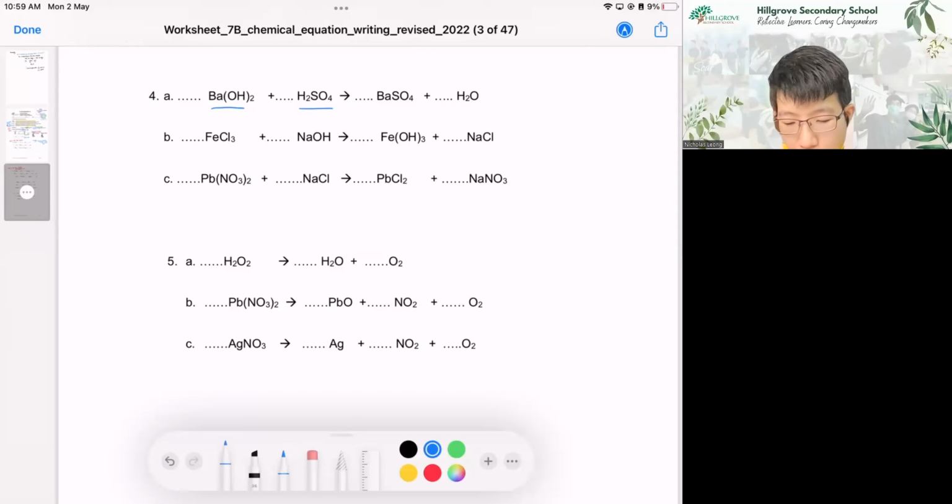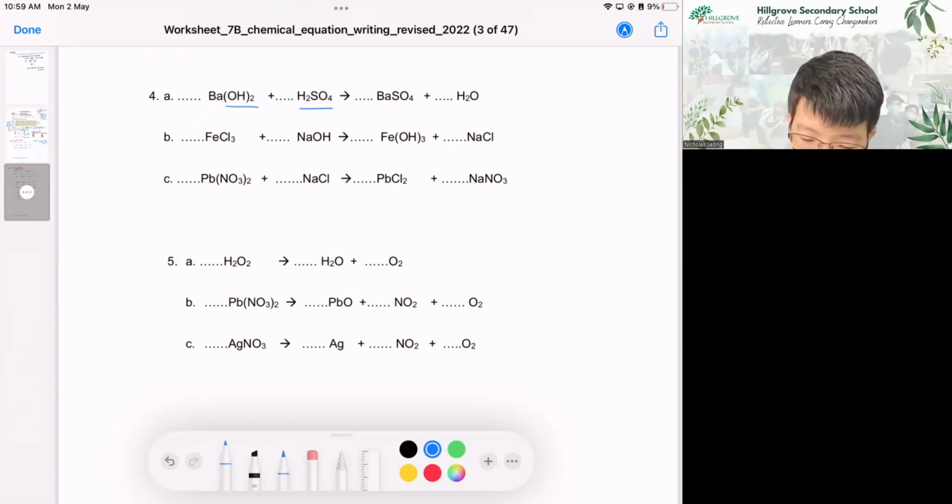So let's check the elements one by one. There's one barium on the left side of the equation, and there's one barium on the right side of the equation as well. So this one is done. For this case, there are two hydroxide ions found in barium hydroxide here.